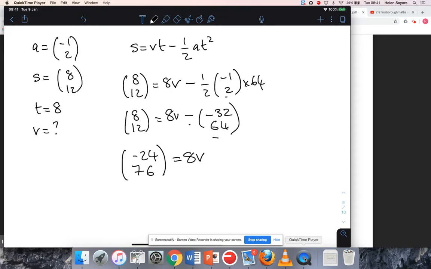So that equals 8v, so I can just divide through by 8, so v is going to be -3, and then 76 divided by 8 is 9.5. Then I'm just going to write that back in the form it was given in the question, which was an i and j vector. So -3i plus 9.5j, and that's the velocity, so that will be in meters per second.